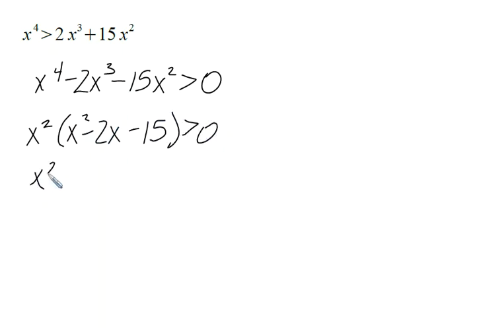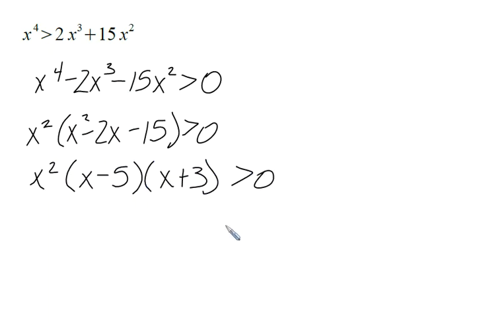Now we will factor completely, so this will turn into x minus 5 and x plus 3, and all of this is greater than 0. At this stage, we set each factor equal to 0 and notice the key numbers, as we will call them. For x squared to be 0, x would have to be 0. For x minus 5 to equal 0, x would have to equal 5. And for x plus 3 to equal 0, x would have to equal negative 3.